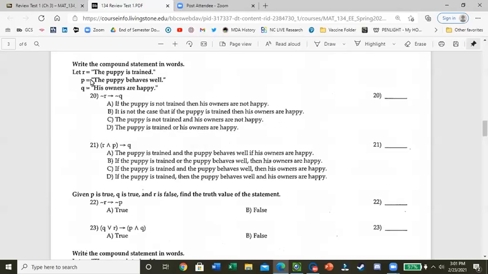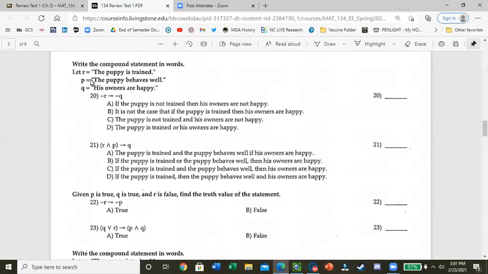So, or R. So R is the puppy is trained. And then P, puppy behaves well. And Q, his owners are happy.